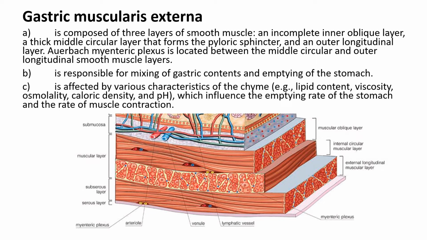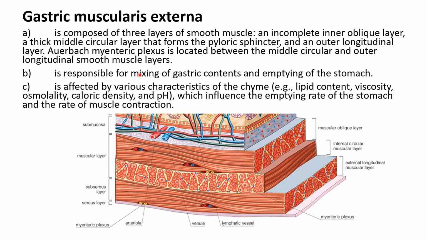Okay, please remember there will be three important layers in the muscularis externa, and these three layers are composed of smooth muscles arranged in different fashion. The innermost layer is composed of an obliquely placed smooth muscle, and the middle layer is circularly arranged smooth muscle, and the external layer is longitudinally arranged smooth muscles.